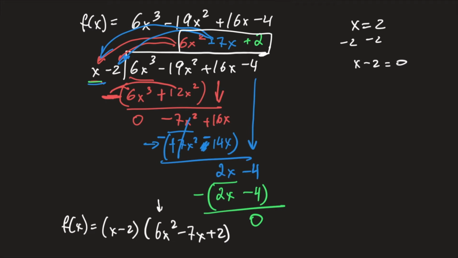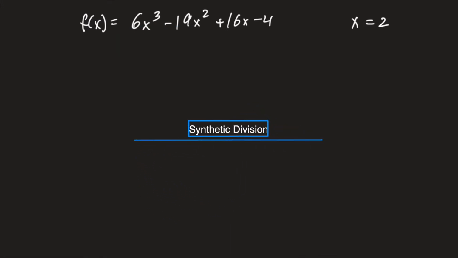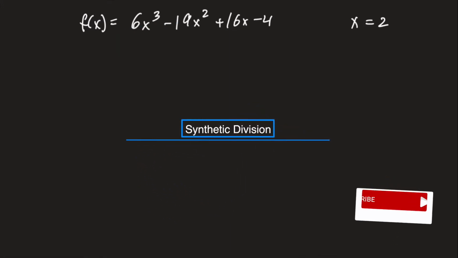There are many methods I'm sure you're aware of to factor this polynomial to get the remaining roots. In this case, this polynomial does factor, and you would have x minus 2 times 2x minus 1 times 3x minus 2. In which case, this provides us with 3 real roots. We can set each parenthesis equal to 0 and then solve for x, and that would give us 3 real roots. Now I would like to show you synthetic division with the same example.